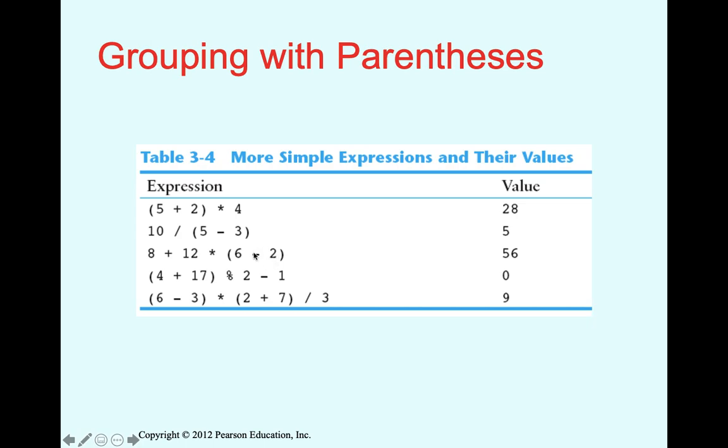So this is 4. And then we start with multiplication because it's more important than plus. 12 multiplied by 4 is 48. Plus 8 is 56. 4 plus 17 is 21. This is what we start with first, 21. 21 modulus 2 is 1. 1 minus 1 is 0. And here this parenthesis is 3. This is 9. 3 multiplied by 9 is 27. Divided by 3 is 9.